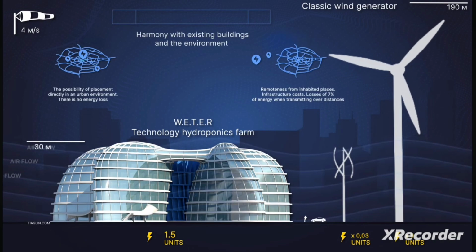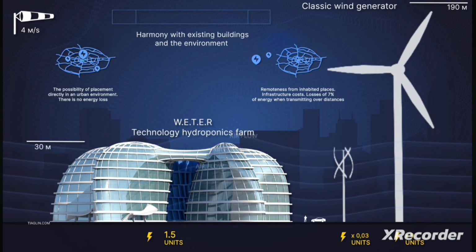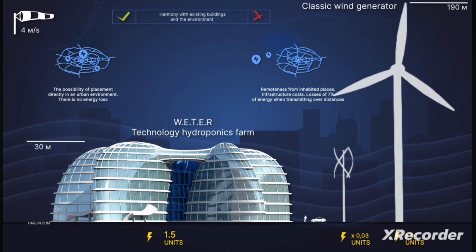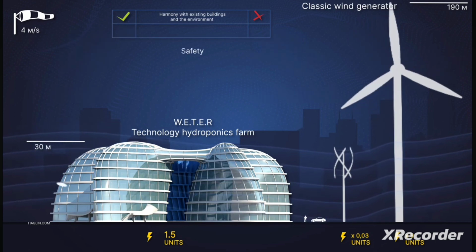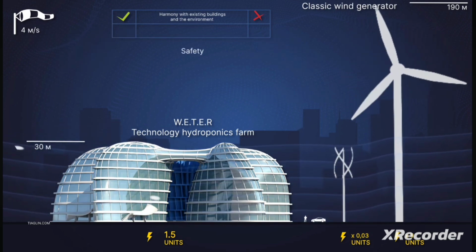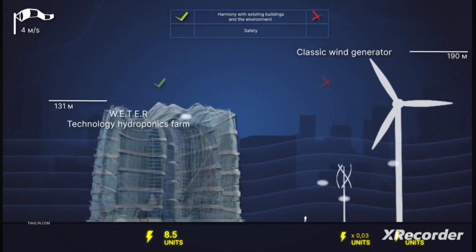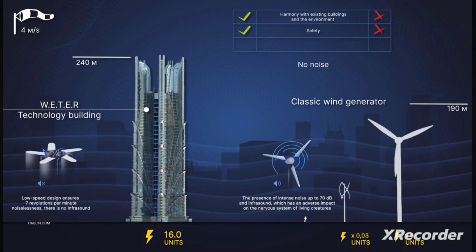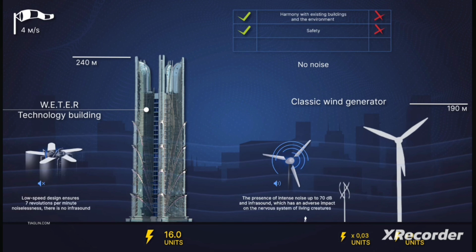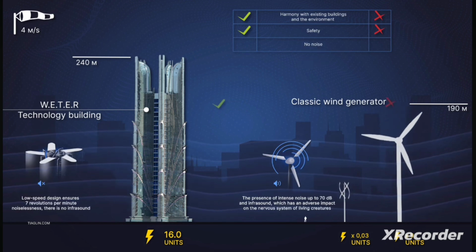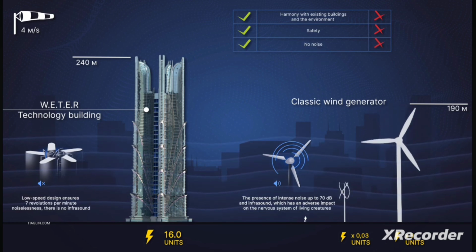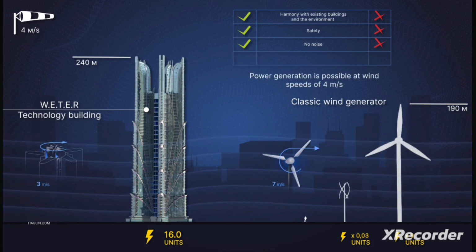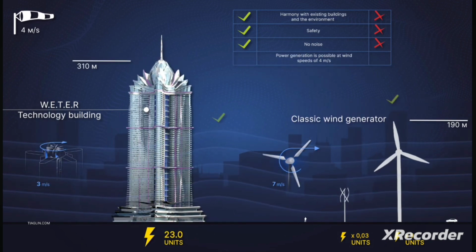Let's look at the advantages of VTER technology over classic wind farms. The VTER building harmonizes with the existing buildings and the environment. Safety. The low-speed design in the VTER project ensures that there is no noise, no infrasound. Power can be generated at wind speeds of 4 meters per second.